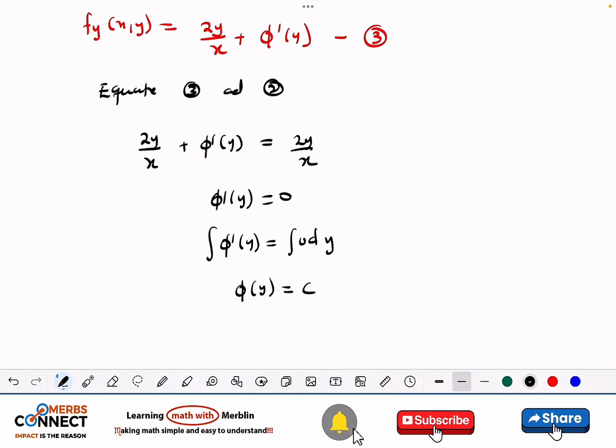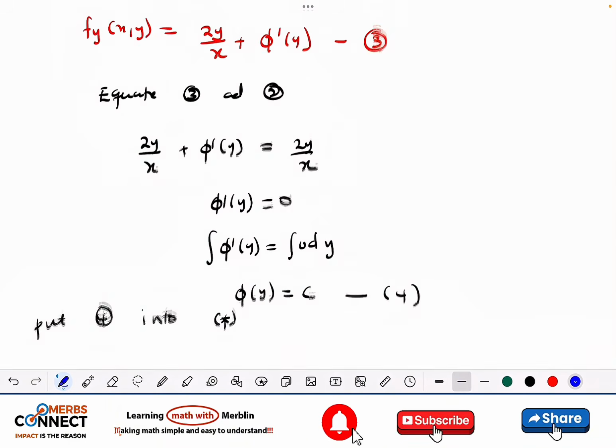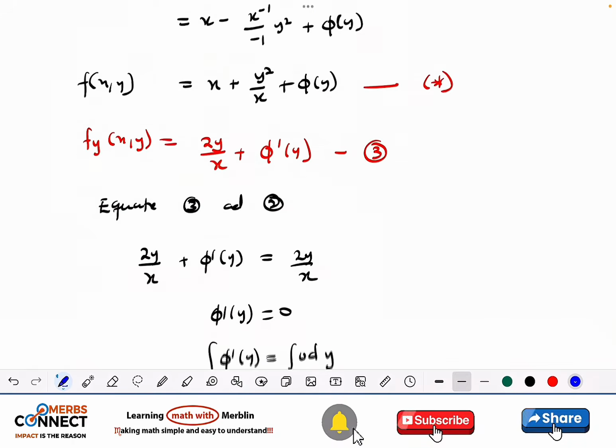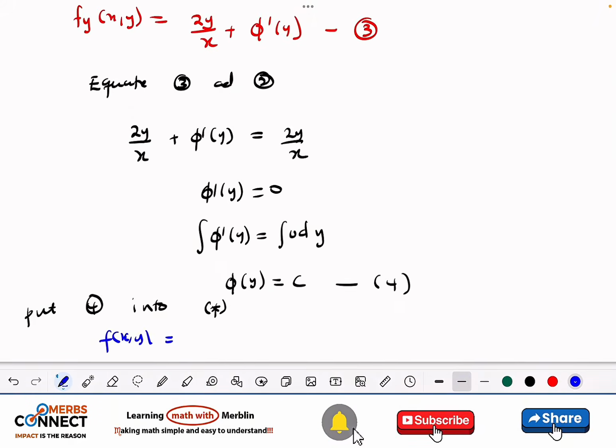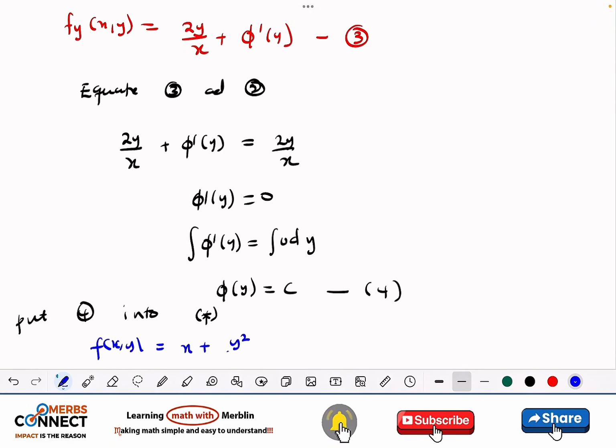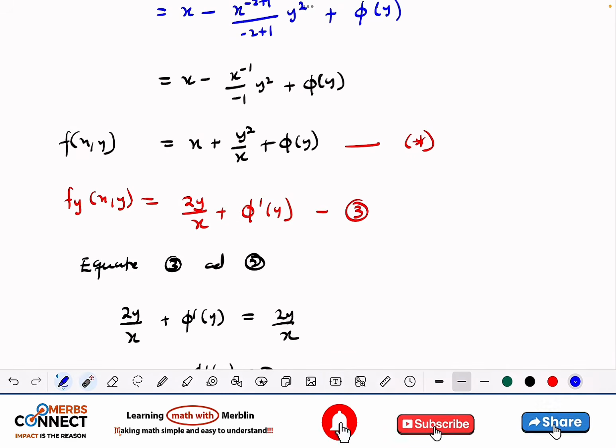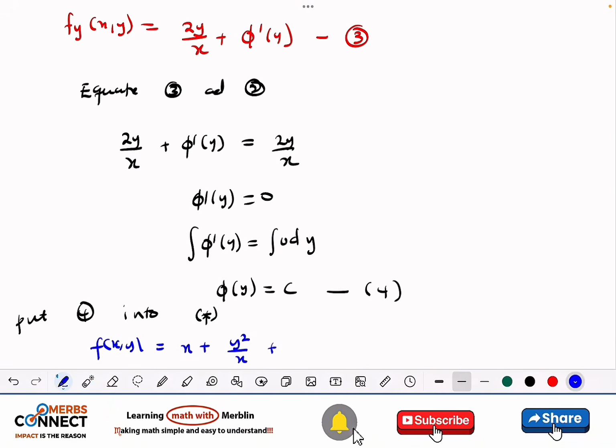So now let me call this one equation 4 and put equation 4 into our special equation, equation star. So what are we going to get in there? We are going to have f of x y to be equal to x plus y squared over x plus this, and this is c, so plus c. Now let's call this one c1, and if this one is c1, then we need to say that this is equal to c2.